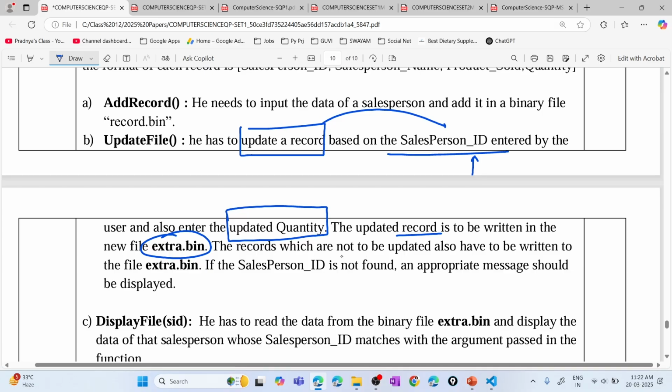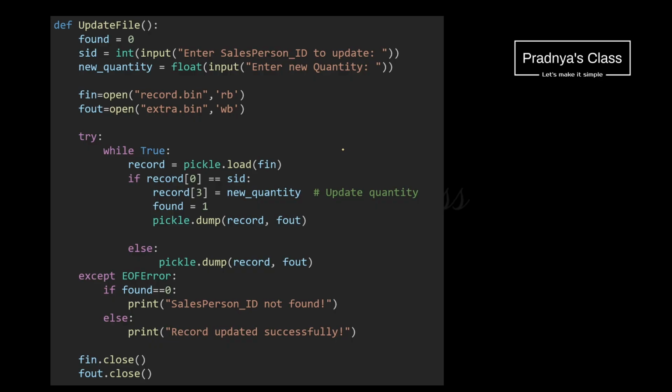Let's continue and read the question. The records which are not updated also have to be written to this file. Means if we find it, we will update and write. If we don't find, also remaining records we need to write to the extra.bin. And if we couldn't find, we need to print a message also. Here we are working with two files, record.bin and extra.bin. So let's try to understand the code.